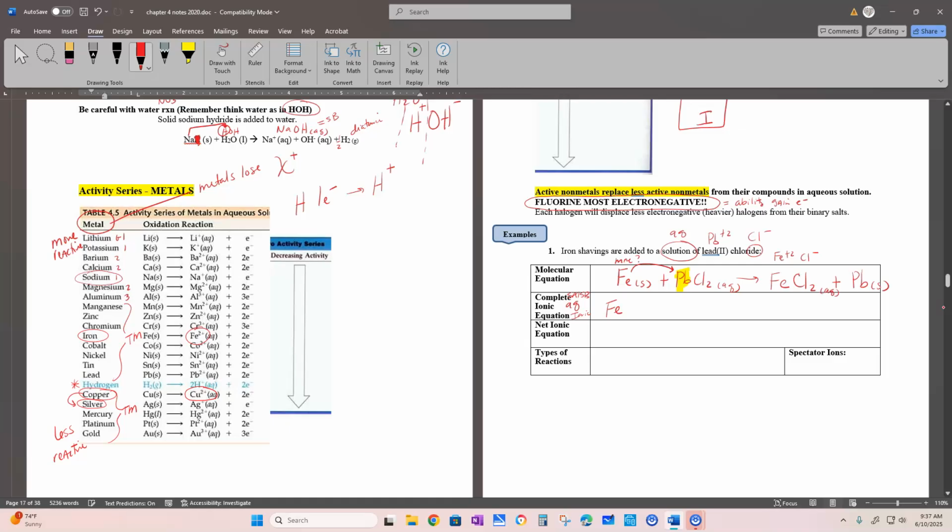So Fe, solid, I automatically know these 2 I can't touch. And then I get Pb plus 2, chlorine minus, remember bring that 2 in the front, and then Fe plus 2, and then chlorine minus, same thing, bring the 2 in front. And remember, we can't touch those solids. I do have a spectator. My chlorine is my spectator. I have 2 on each. And now the net ionic.